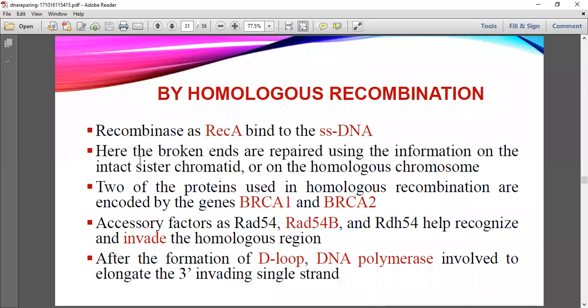So in that, the double-stranded break DNA is highly unstable. To stabilize it, some proteins bind there. Those are the proteins which recognize and stabilize the double-stranded broken DNA. Firstly they bind to the single-stranded DNA. Then after that the broken ends are repaired using the information on.